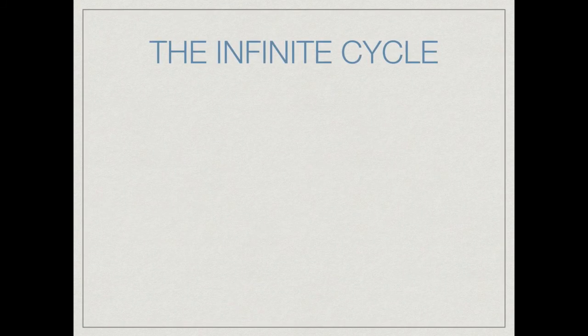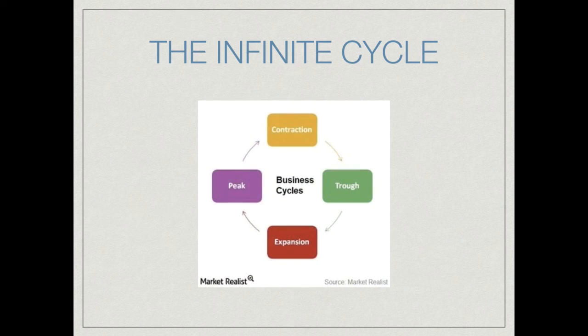So having said that, being part of business, you're going to see an endless cycle, also known as an infinite cycle, where it peaks, there's contraction, troughs, expansion. After expansion, it's going to hit a peak, contraction, trough, and eventually you go back to expansion. This whole thing is a complete cycle, right?